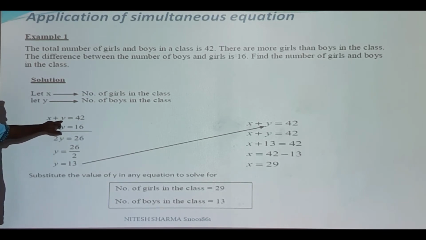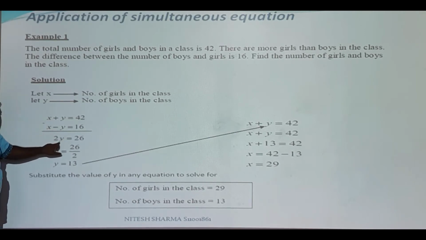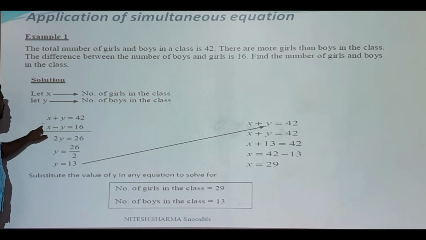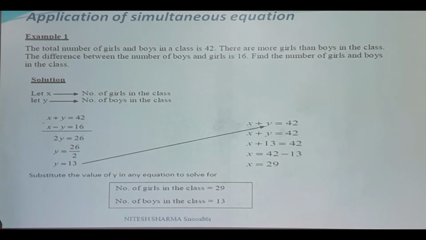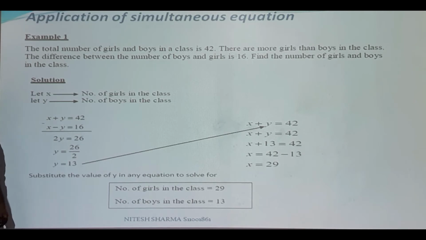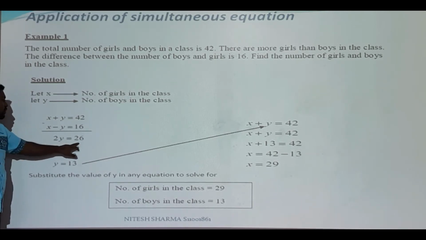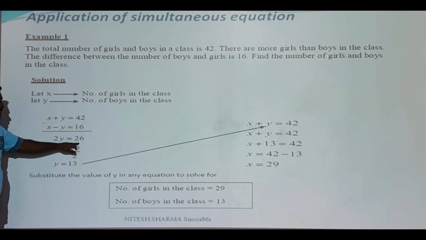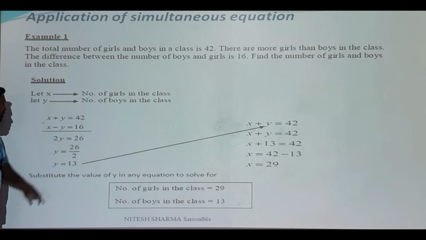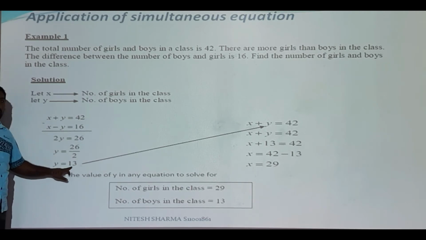Now we solve this. y minus (minus y) will give me 2y. Likewise, 42 minus 16 will give me 26. You can check your calculation using the calculator. Now 2y equals 26. That can be easily solved. So divide by 2, divide by 2. So 26 divided by 2 will give me y equals 13.